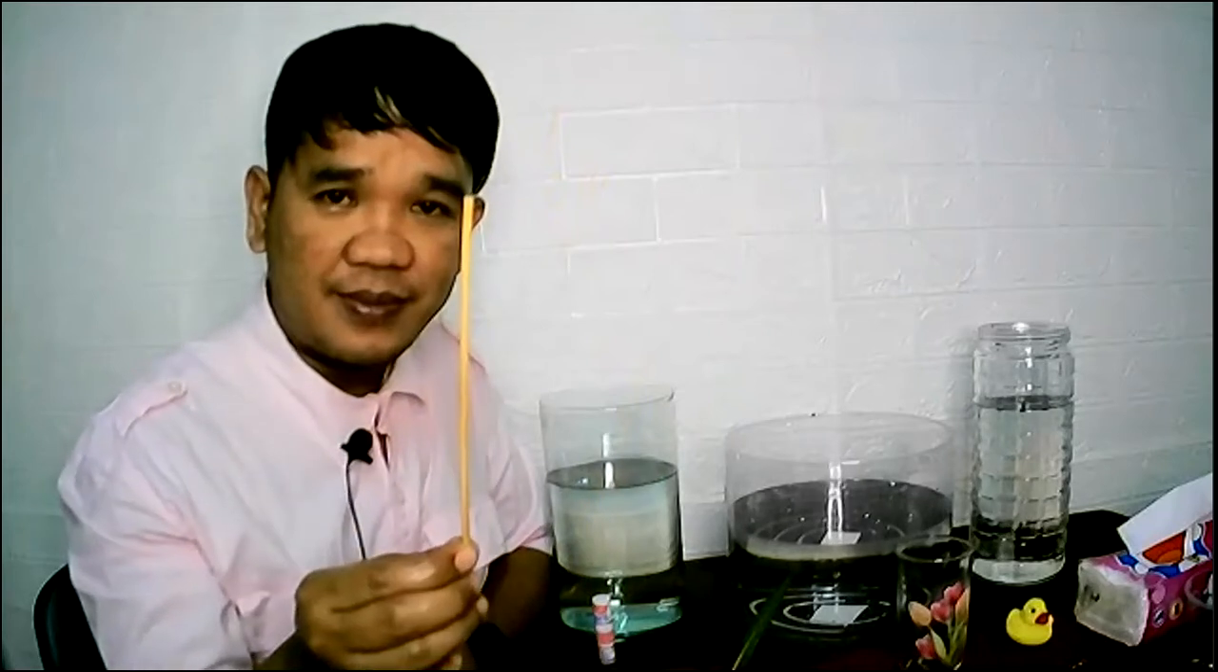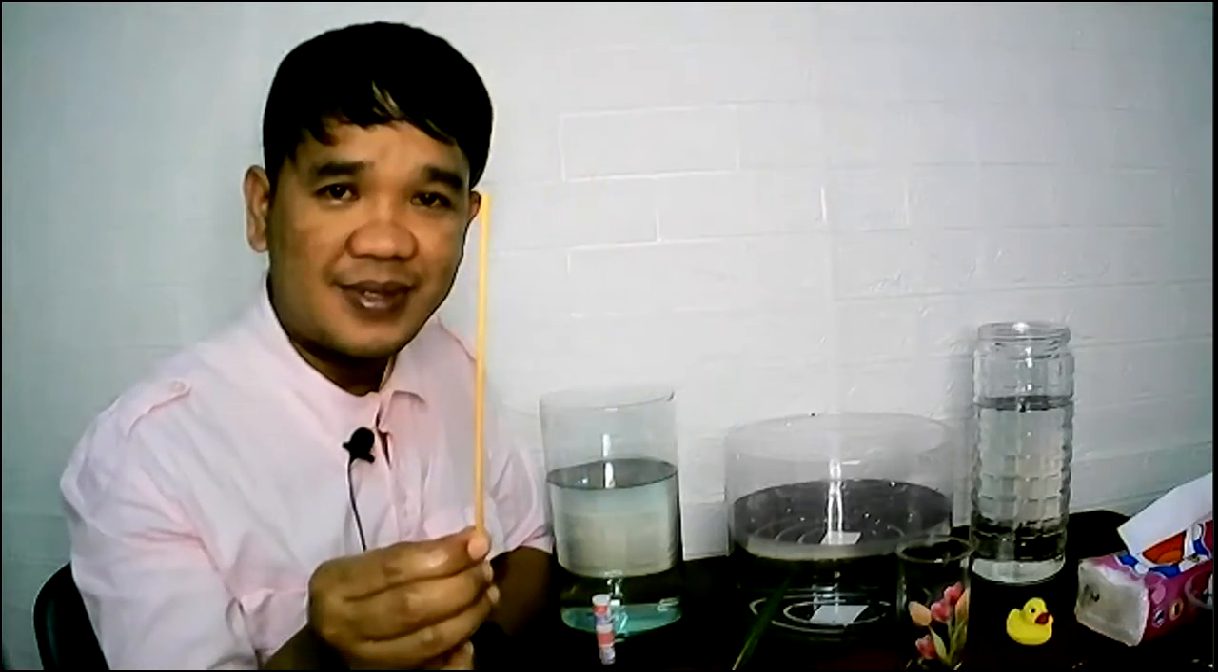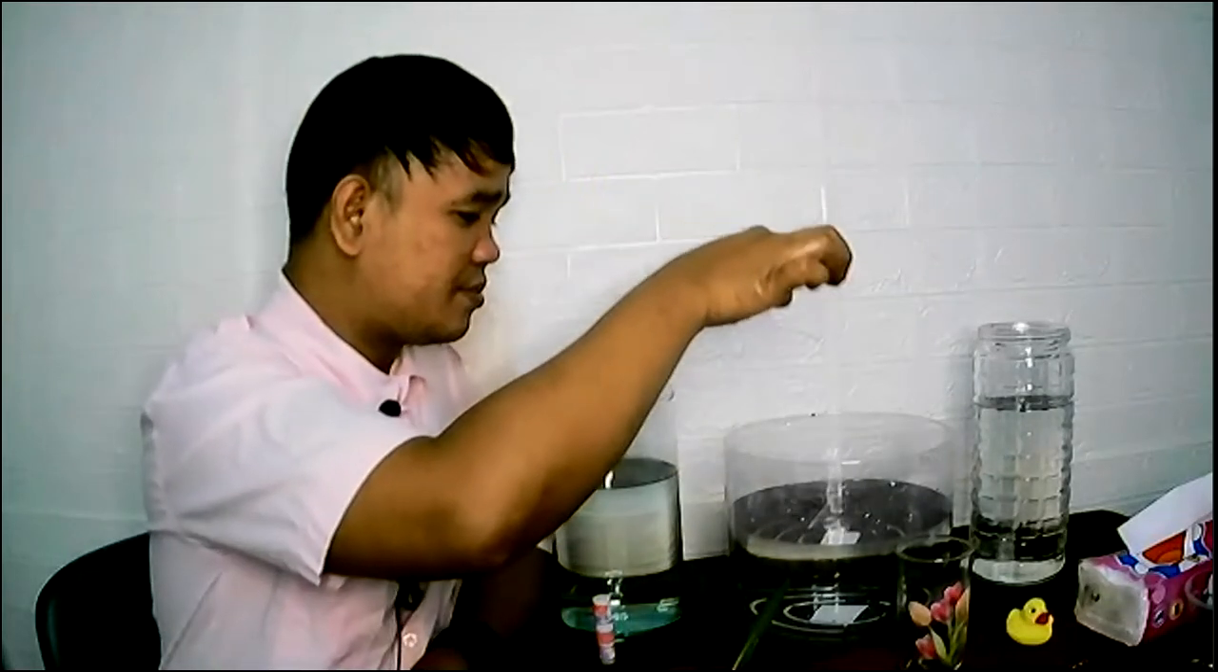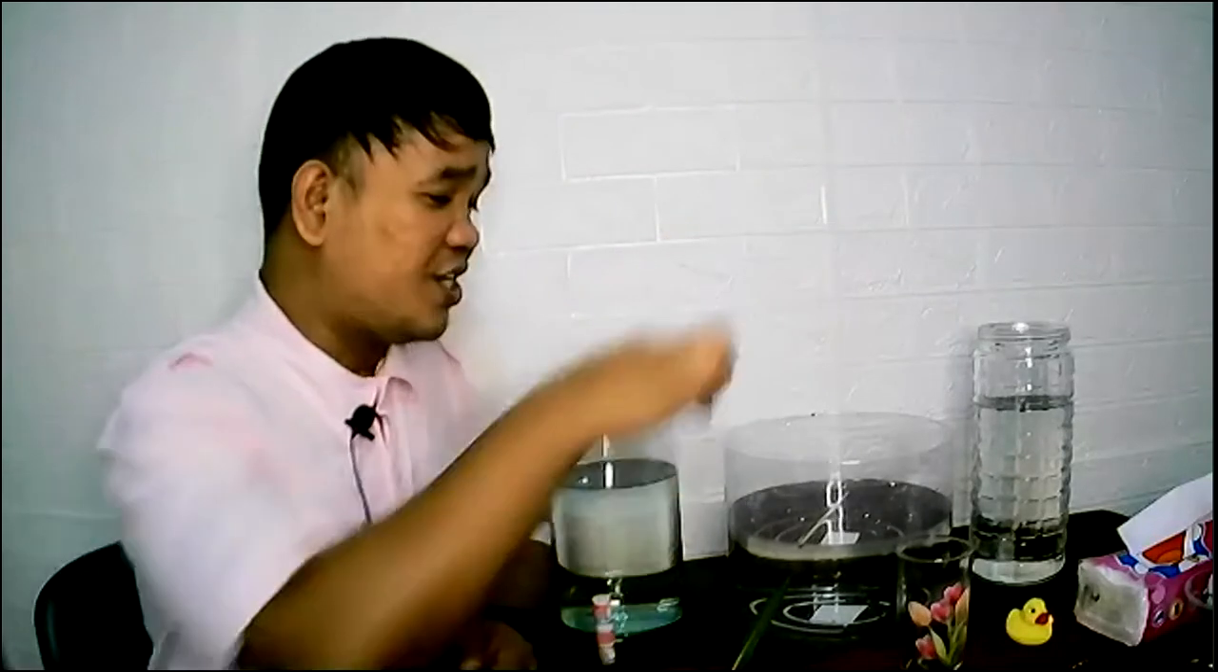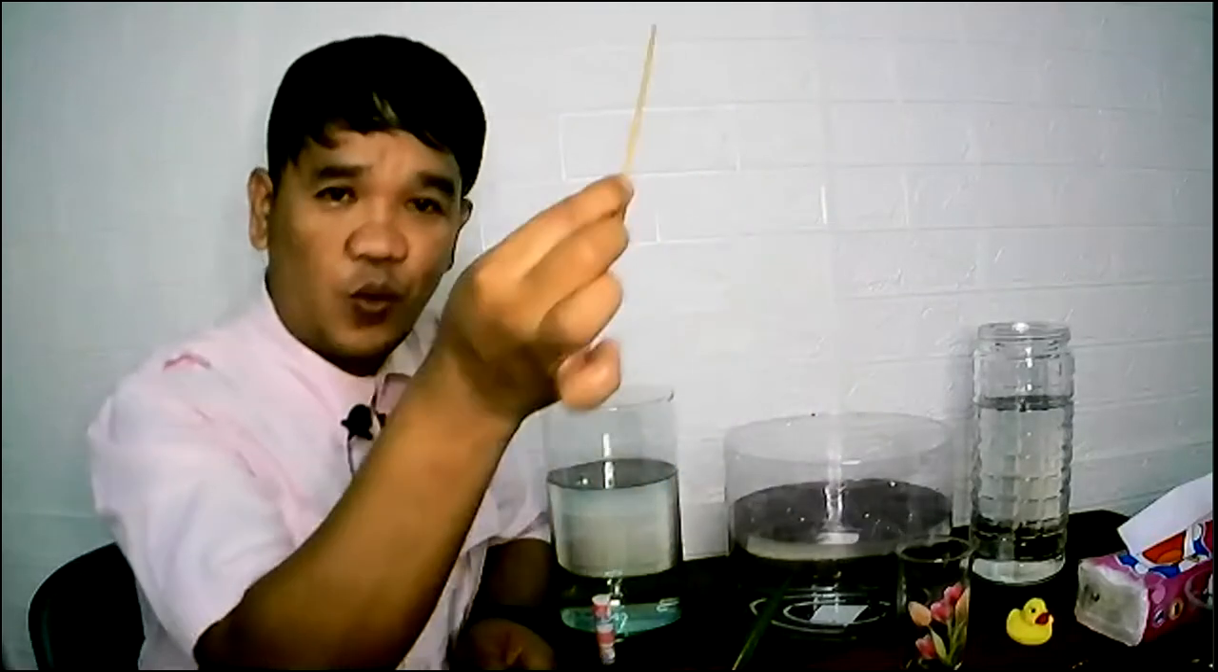Next, we have here something made of wood. This is a stick, a wood stick. It could be float or sink. Okay, let's see. It's floating because it is made of wood.